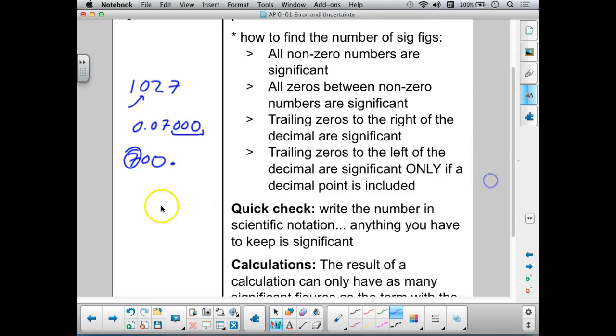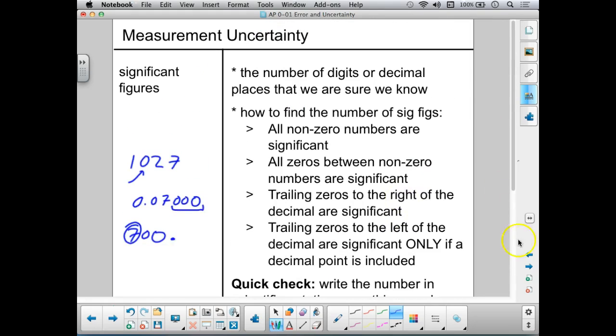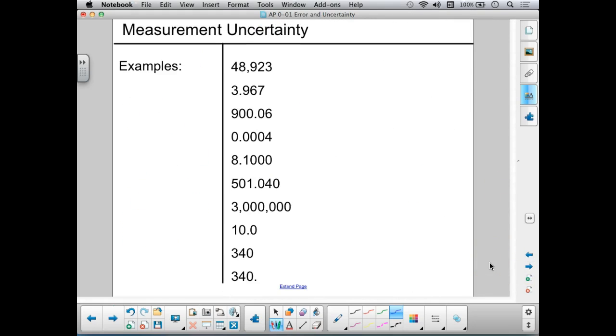So if you include the decimal, these zeros become significant. If you don't include the decimal, they're not significant. Again, examples coming up. I'm going to come back to these in a moment. I think some examples would help right now.